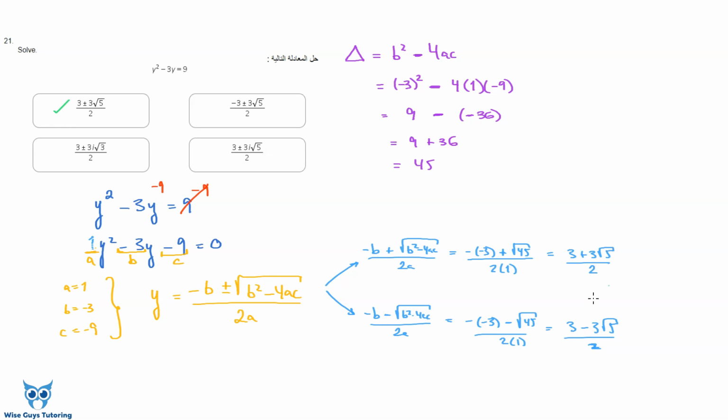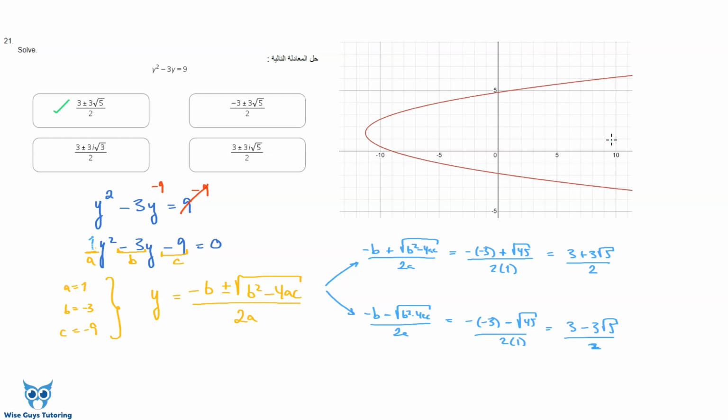Okay, this means that there's two solutions to this problem, and I took the liberty of graphing like I usually do just to give you guys an idea. So abracadabra, here you go. So that's what the graph looks like. It's sideways because it's y squared minus 3y equals 9. If it was x, it would have been like a happy face parabola there.